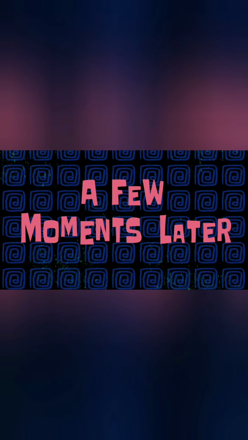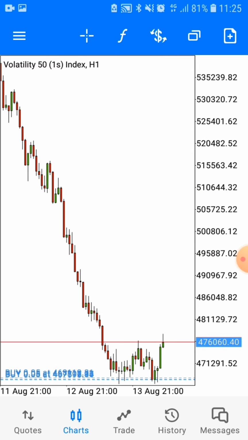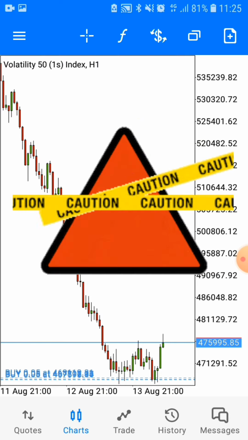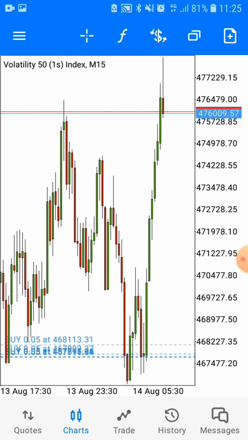A few moments later. Ladies and gentlemen, as you can see for yourself, after some time the trade did play out as we had predicted, but a word of caution, this does not mean that this is a holy grail thing. Always enter your trades with proper risk management.